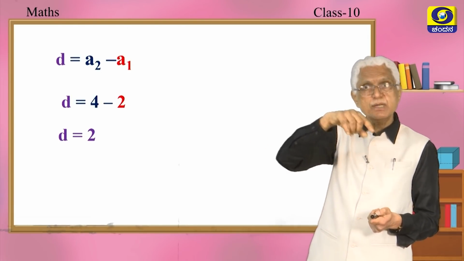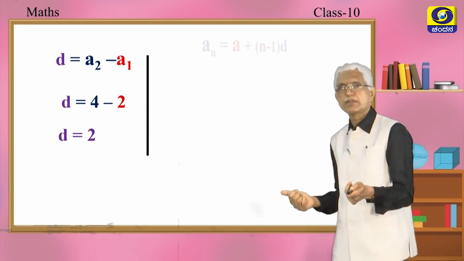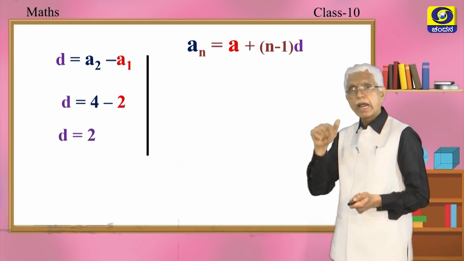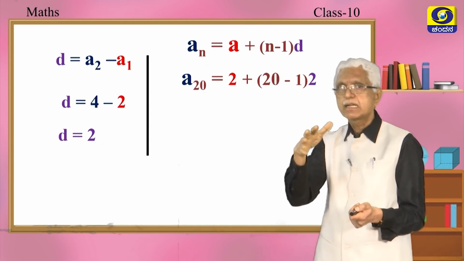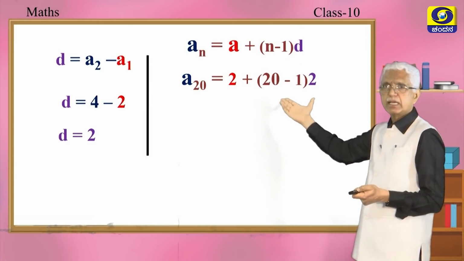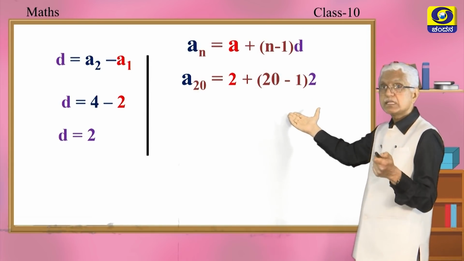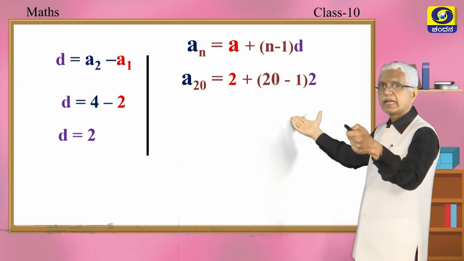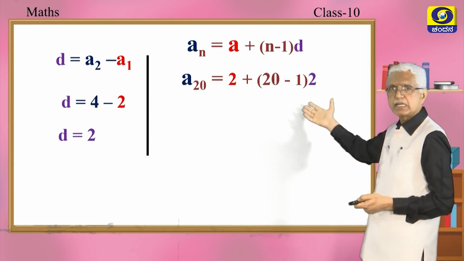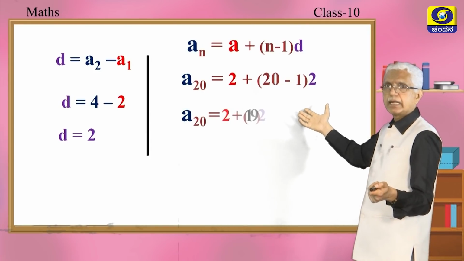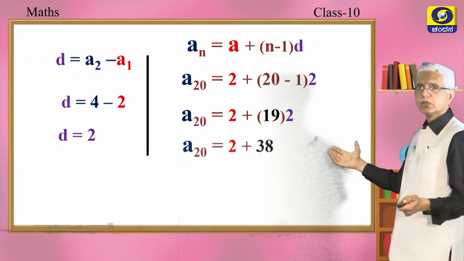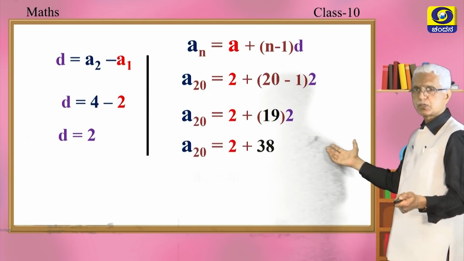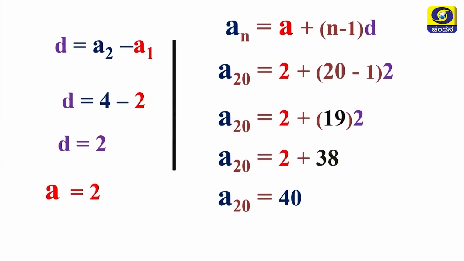So, you know the first term, you know the common difference, right? And what is it that you have to find out? You have to find out the 20th term, correct? So, an is equal to a plus n minus 1 into d, which is a20 is equal to, what is the first term? 2 plus 20 minus 1 into, what is the common difference you have found out? It is 2. Simplify this, you get a20 is equal to 2 plus 20 minus 1 is 19, 19 into 2 is 38, 38 plus 2 is 40, a20 is 40. So, the 20th term is 40.